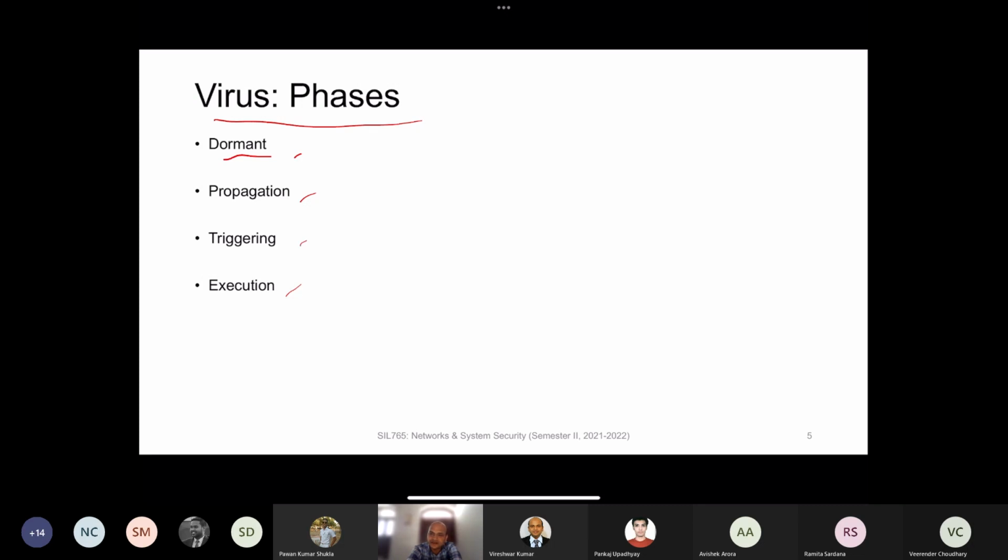Or for instance, if we are thinking about another malware type, let's say a Trojan, the Trojan has probably already been developed by an attacker or a hacker, and it is lying there somewhere. And then the second step is the propagation.